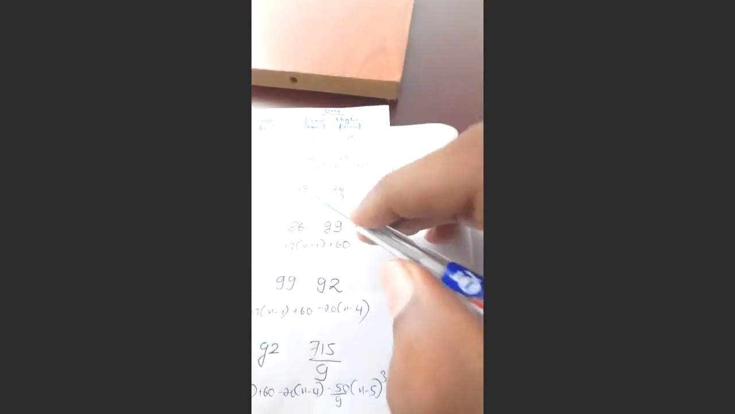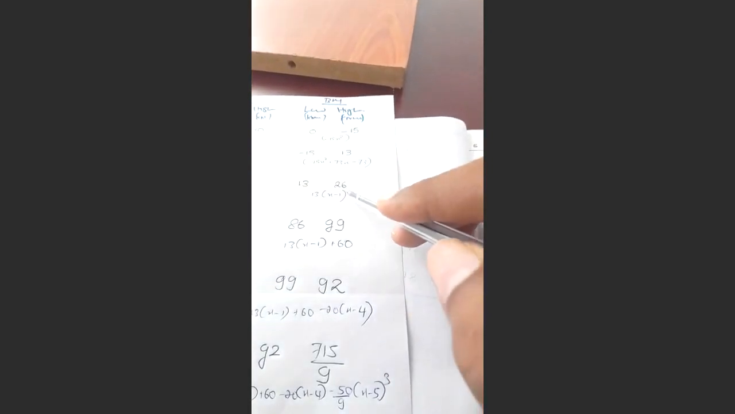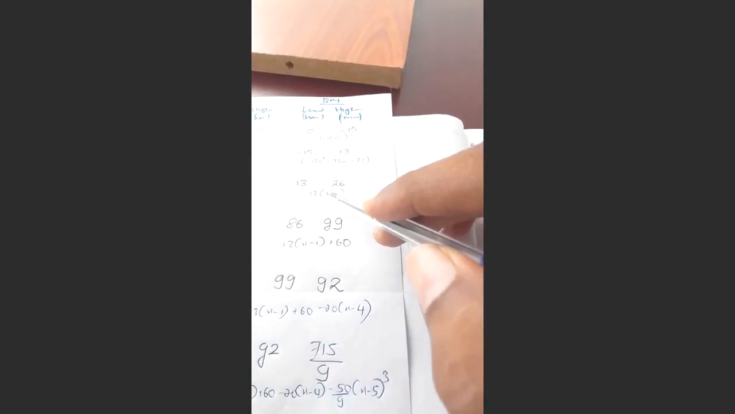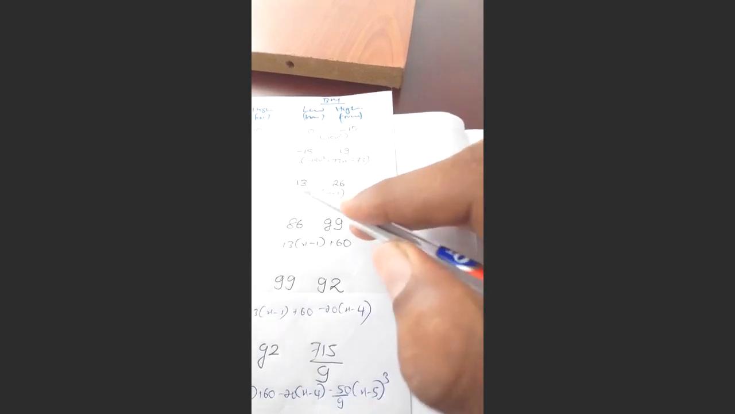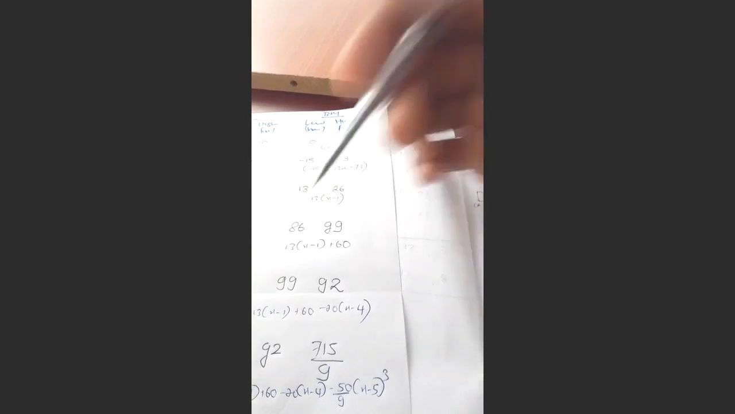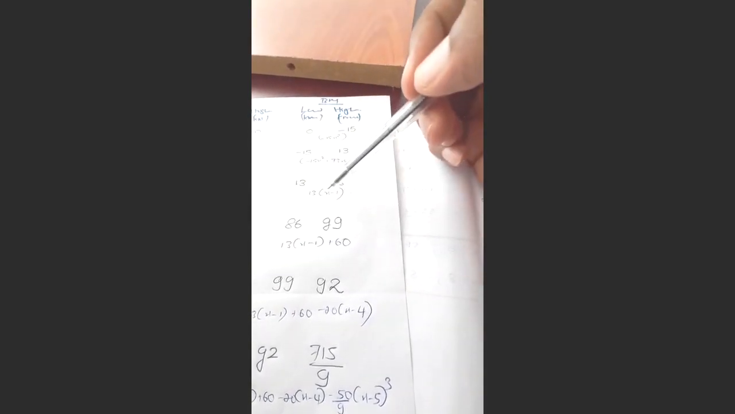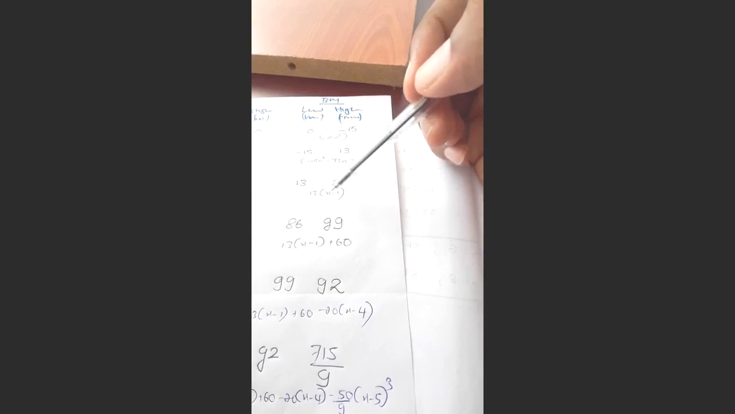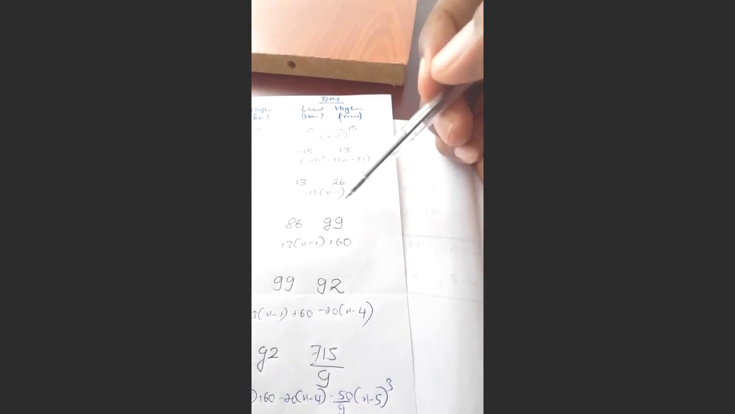Then the next section CD. The lower limit value is 13, the higher limit value is 26. Now 13 times (x minus 1), so this is an equation of a straight line. That is what I'm telling you: every time you have to consider the general equation in order to determine the curve. So this is 13 times (x minus 1); if you expand that, it is 13x minus 13.